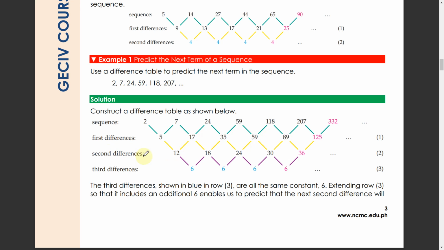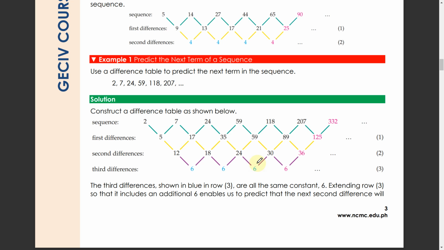So we take the second differences, no? So minus na po ni. 17 minus 5 is 12, 35 minus 17 is 18, 59 minus 35 is 24, 89 minus 59 is 30. So we observe na po sa atong second differences nga dili pa sila equal. So we take the third differences. So we have 18 minus 12 is 6, 24 minus 18 that is 6, 30 minus 24 that is 6. So this time the third differences are all the same constant, 6.